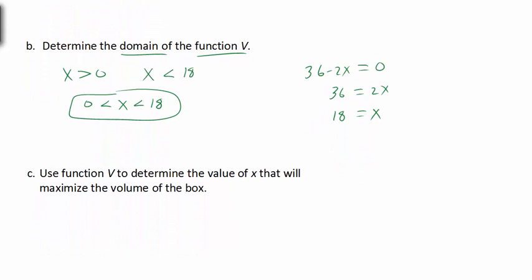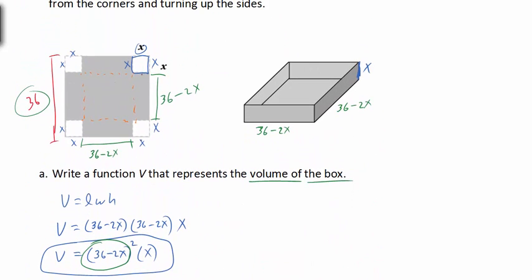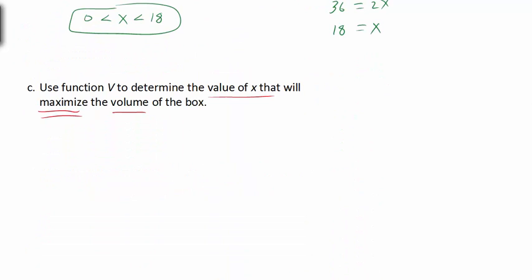Now, part C kind of leads into how much do we want to cut out? Well, we want to use the function V to determine the value of x that will maximize the volume. So what value of x, how much material do we want to cut out of the corner, so that we will have a box that will give us the maximum volume? So how can we go about doing that? Well, we can take our function. We know the function is V equals (36 minus 2x) squared multiplied by x.